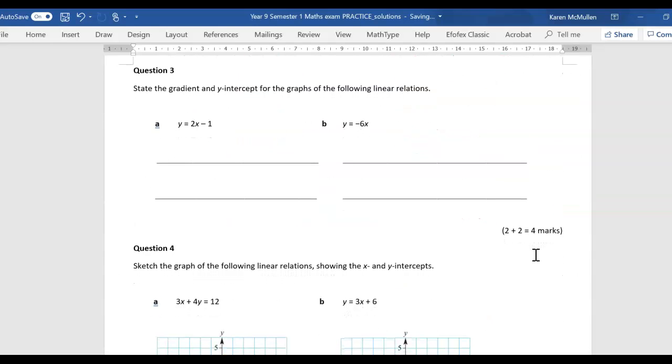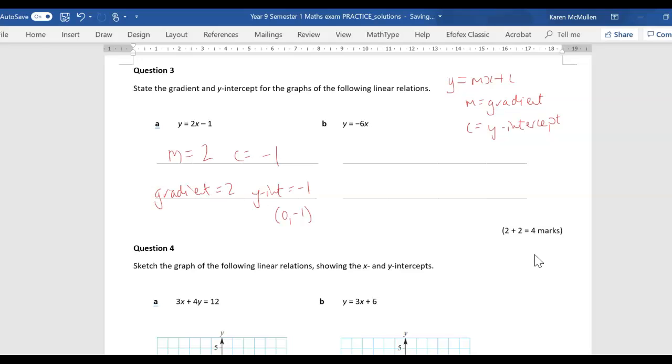Question 3, we're stating the gradient and y-intercept. So remember, when your equation is in the form y equals mx plus c, m is your gradient and c is your y-intercept. So for question A, and it has to be in the form y equals mx plus c, of which these two are, which is great. So your gradient, we can just call m, is 2. And your y-intercept is -1. So gradient equals 2 and y-intercept equals -1. Or if you want to write them as coordinates, 0, -1.